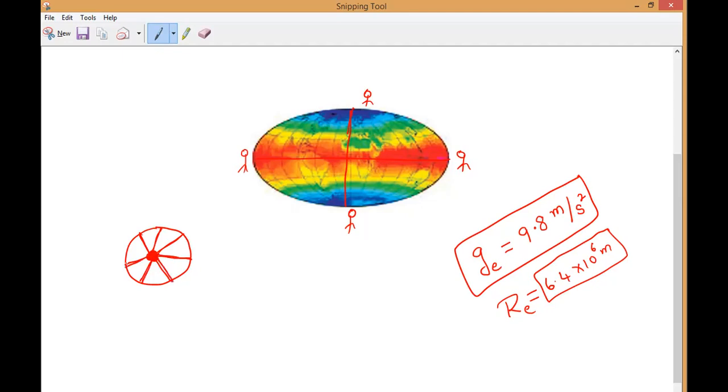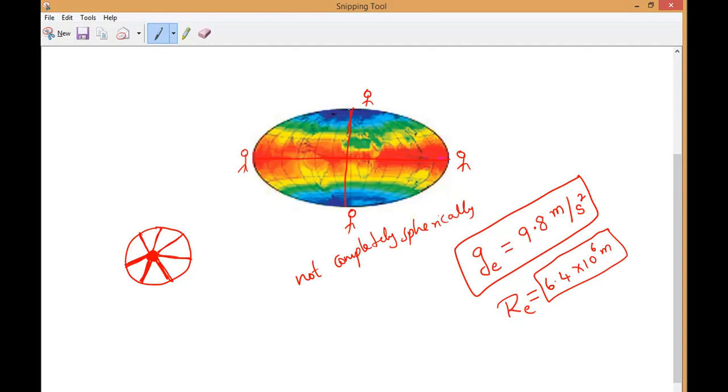Is it yes or no? Yes, sir. Yes, but earth is not spherical in shape. You might have noticed, earth is not completely spherical. Not completely spherical in shape. Do you understand, all of you?